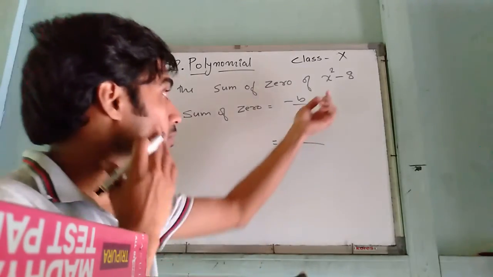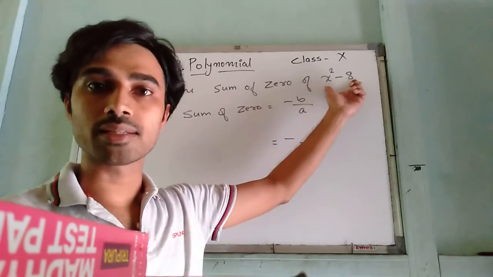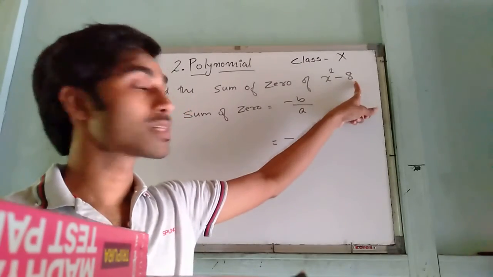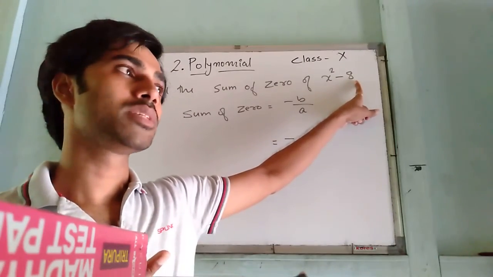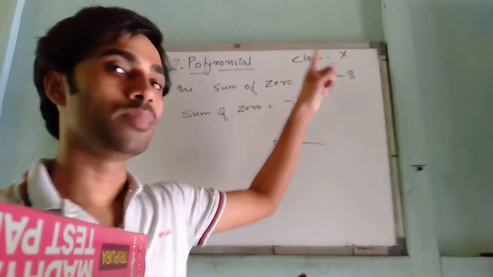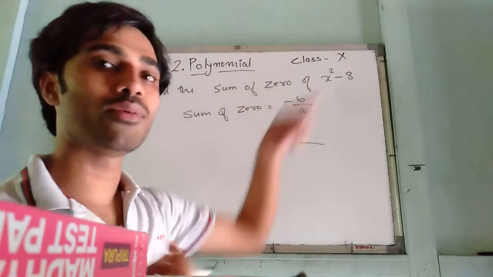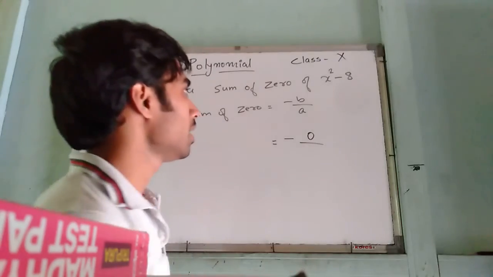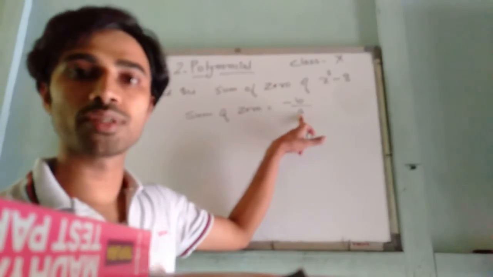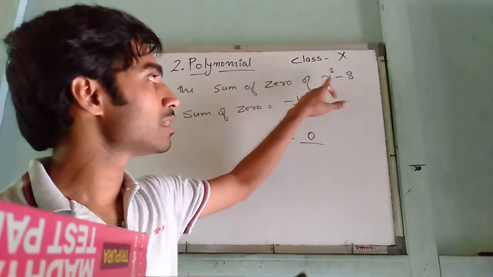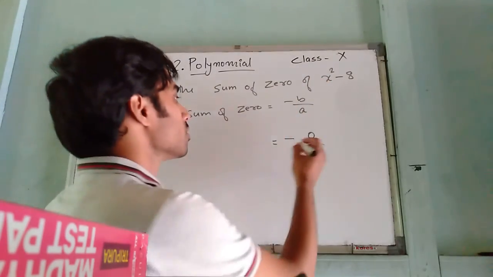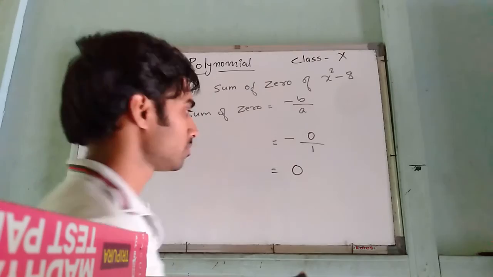Minus b by a. What is the value of b? Put minus first, then comes b. What is the value of b here? B means the coefficient of x. What is the coefficient of x? Since there is no x term, this is your first term and this is your third term in the formula. So there is no x term, so the coefficient of x, or the value of b, will be 0, and then divided by a. A means the coefficient of x square. The coefficient of x square is 1, so 0 by 1, that we can write as 0.